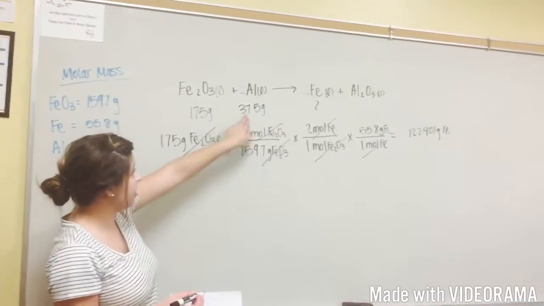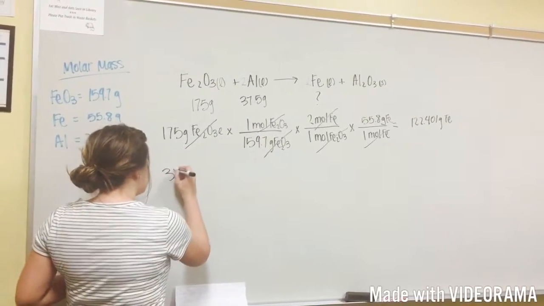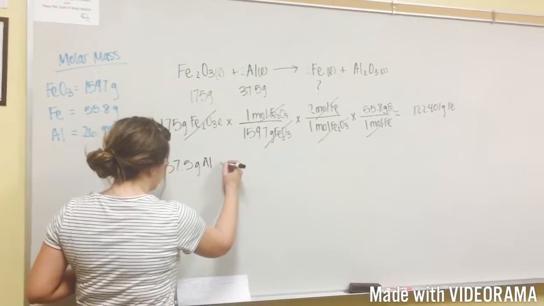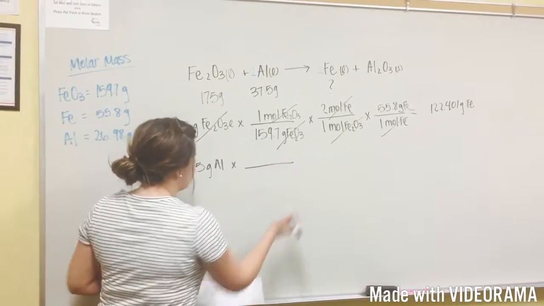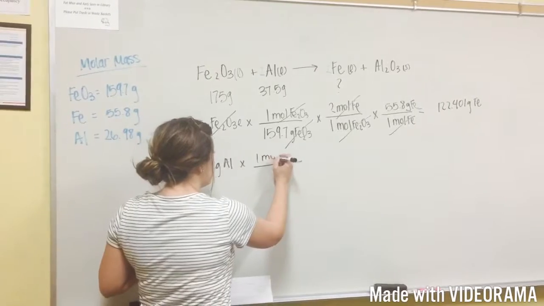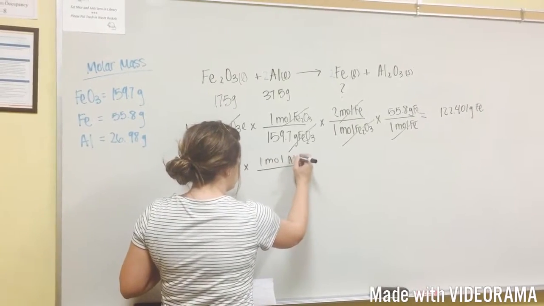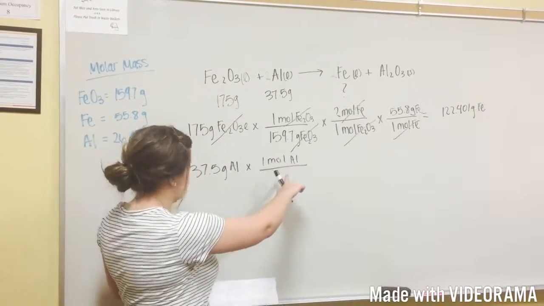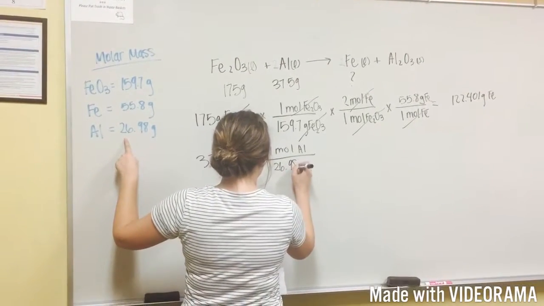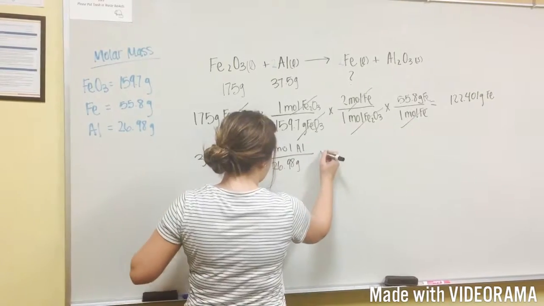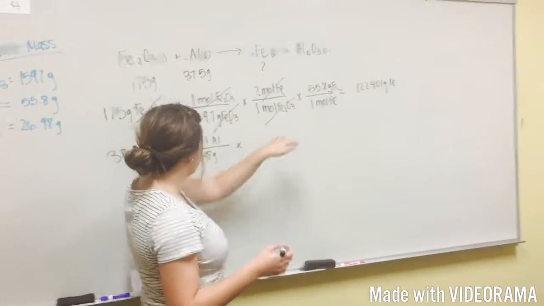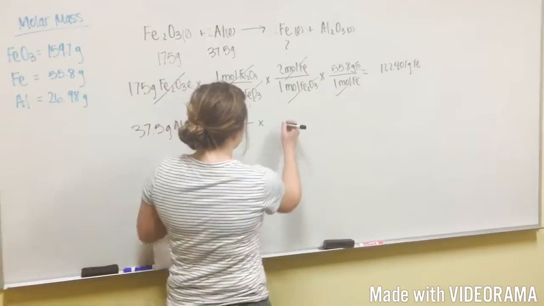So again, we'll start with our given, 37.5 grams of aluminum, and then we'll multiply that by the moles of aluminum over the mass of aluminum, which over here it says 26.98 grams. And then we'll multiply that by the coefficients again with the Fe, and this time with the aluminum.